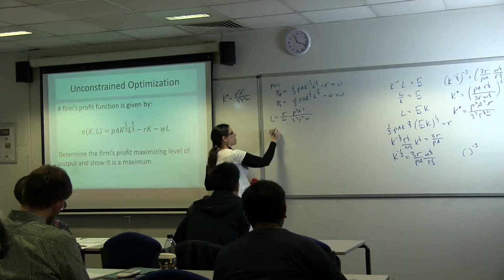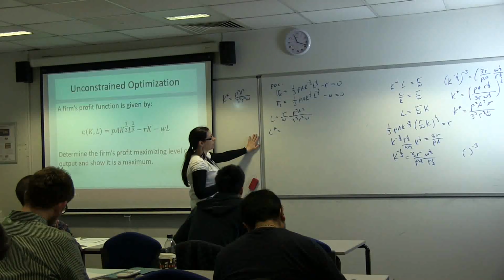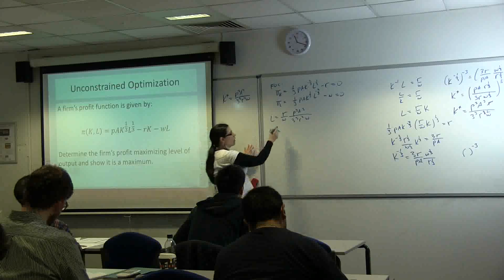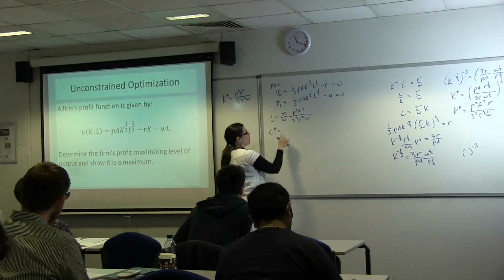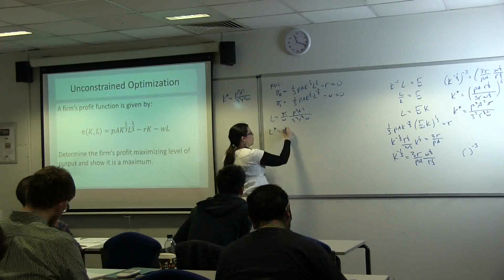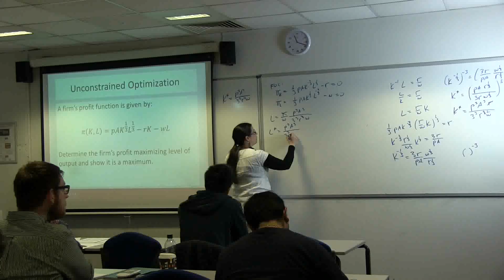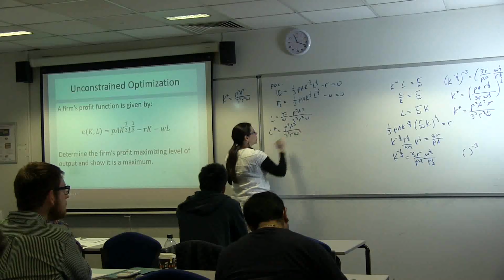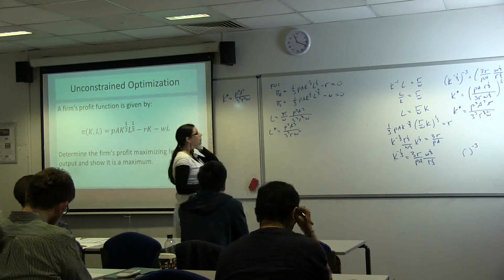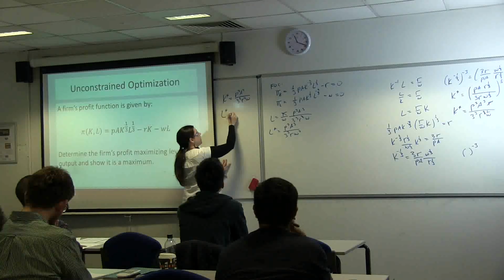So what will be L star? So I can cancel them by R again. And W times W gives me W squared. So it's P cubed A cubed over 3 cubed R W squared. So I'll keep it here because I'm going to need it in a minute.